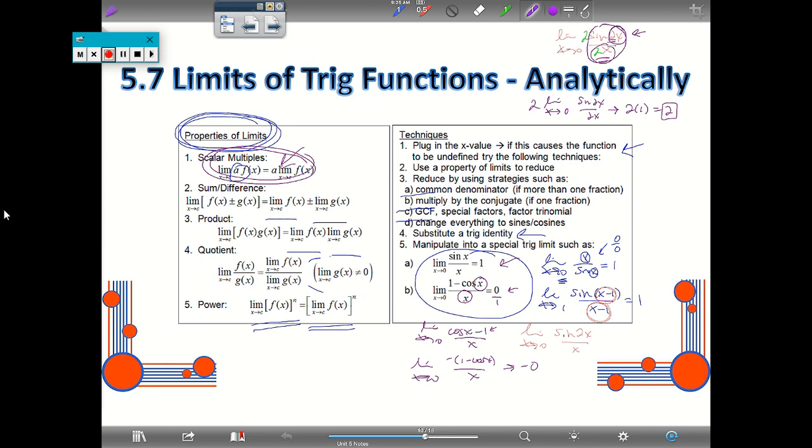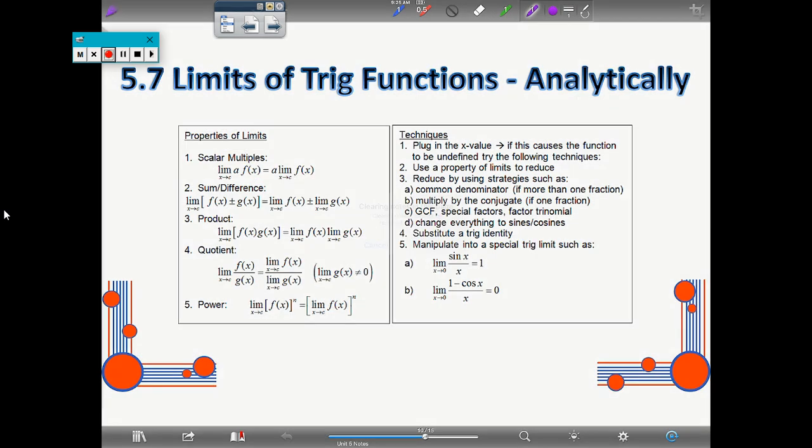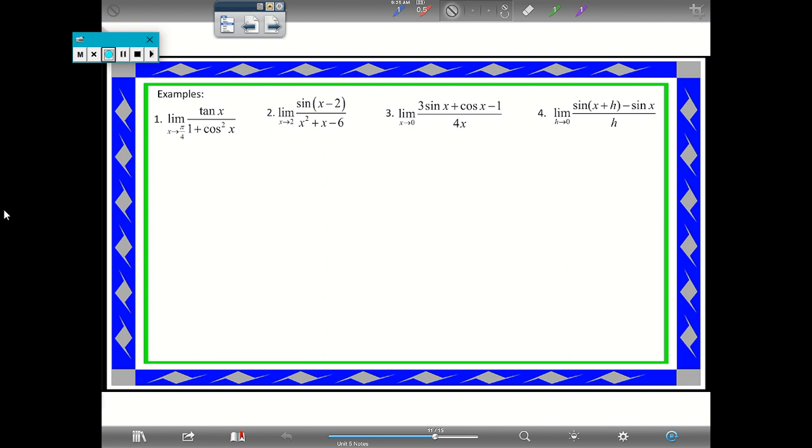Okay, so what we're going to do, we have 4 examples on the next page, so we're going to practice these things. We're going to walk through and practice these together. So if you would, please turn to the next page. All right, the first step when we do limits algebraically is plug the number in. We're going to plug the number in and see what happens.